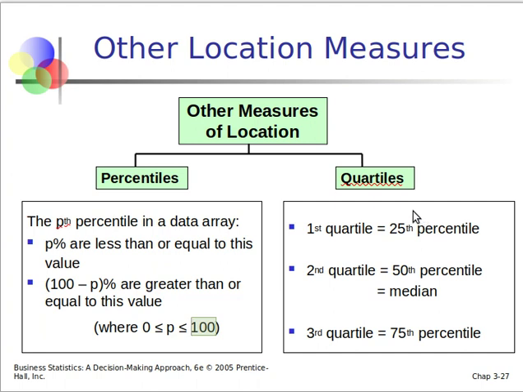Whereas quartiles come from the word quarter, one fourth. The first quartile is the 25th percentile. The second quartile is the 50th percentile, which is the same as the median. The third quartile is the 75th percentile.